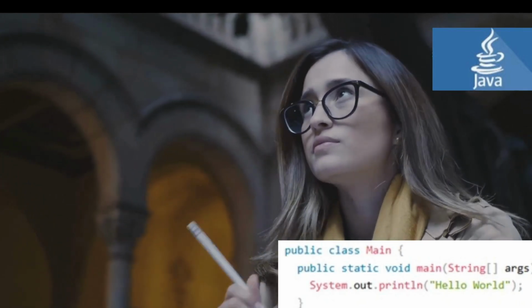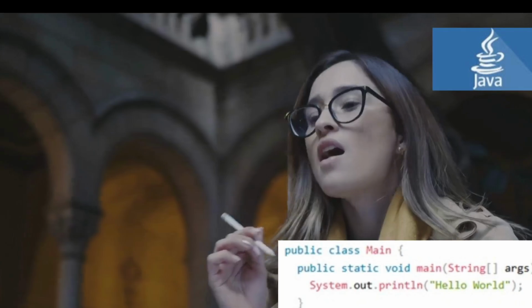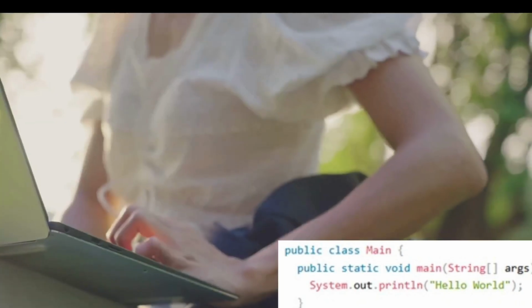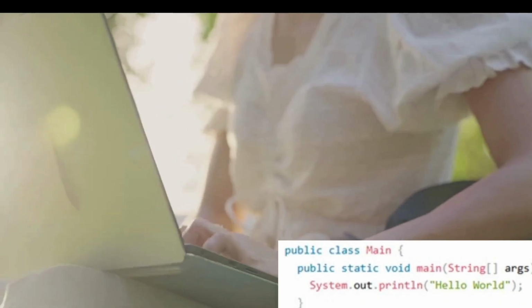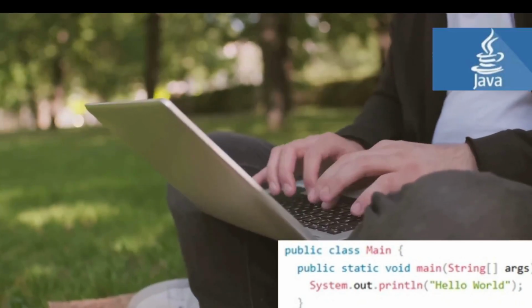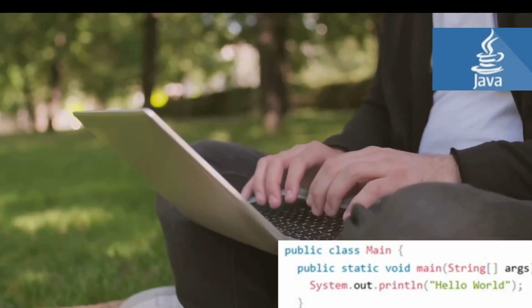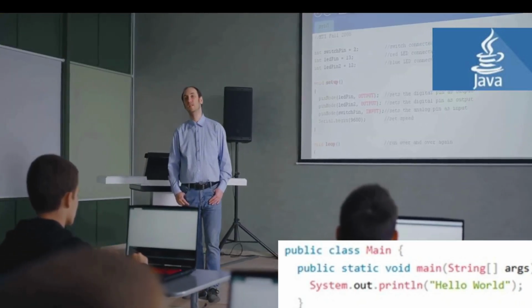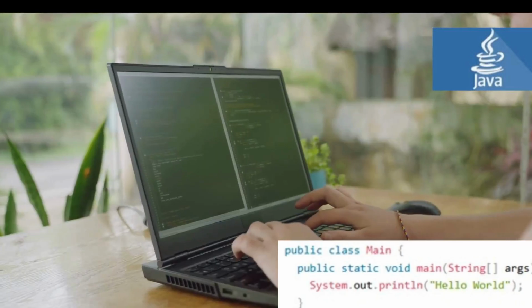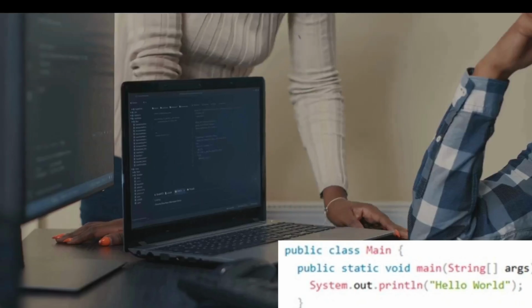Remember, the class name must start with a capital letter, and Java is case sensitive, so Main and main are different. Next, your file name must match the class name. If your class is named MyClass, your file should be saved as MyClass.java. And every Java program needs a main method. This is where the program starts executing.